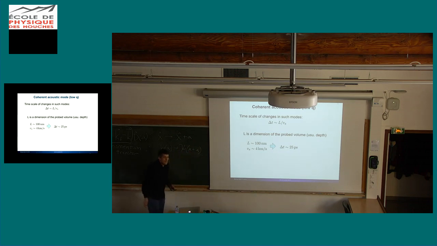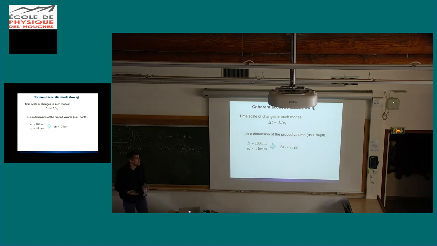Okay, so that was k equals 0 optical modes. Actually, I'm mixing up k and q a lot. But okay, so now I'm calling them low Q acoustic modes. So this is not looking at the optical branch anymore. So how does the acoustic branch figure into X-ray diffraction?